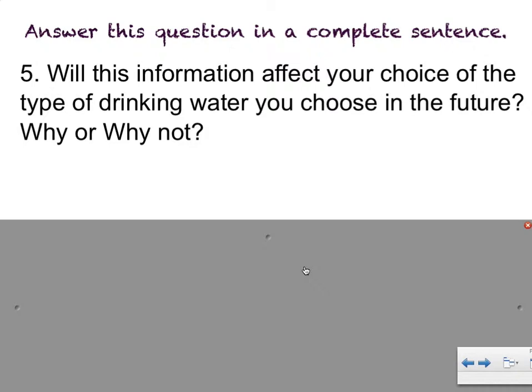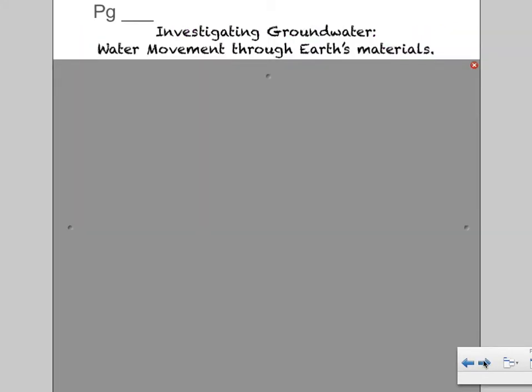All right. I'm going to move on. So we have this information. This is just to get you being able to see that there are different types of water and maybe see if it even affects your decision on what type of water that you would drink. So now let's take a look at page 9, which is investigating groundwater and water movement through Earth's materials.